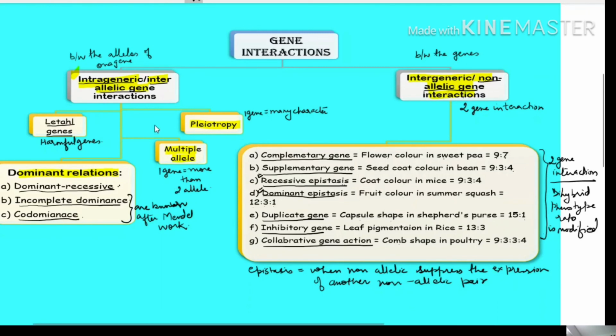I hope this mind map will help you take a quick revision of gene interactions, which are of two types, intrageneric and intergeneric. Just remember, intra means it is occurring in one gene only, and intergeneric means between the genes, meaning two genes. You can say two gene interaction. In the next video, we'll be discussing intrageneric interaction in detail with examples.